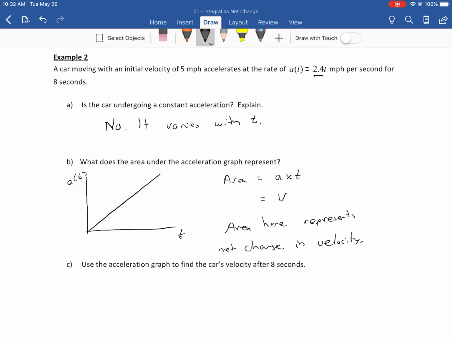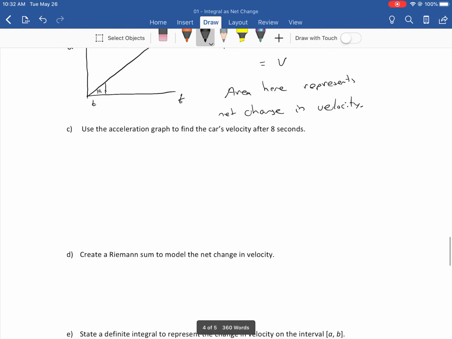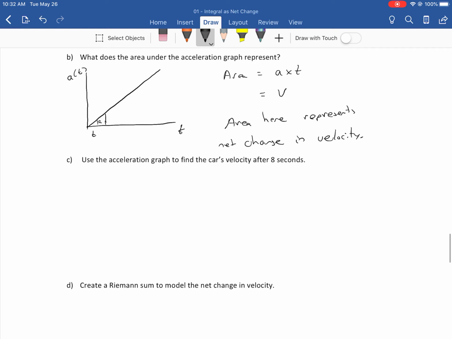Each one of those little rectangles that we draw, or little triangles, or little trapezoids, whatever shape we want, each one has t along the bottom, acceleration along the side. So each one has a little velocity, and when you add them all up, you're adding up all the little velocities. It says use the acceleration to find the car's velocity after 8 seconds.